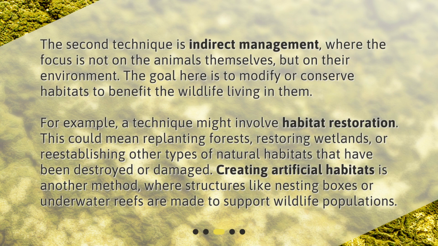The second technique is indirect management, where the focus is not on the animals themselves, but on their environment. The goal here is to modify or conserve habitats to benefit the wildlife living in them. For example, a technique might involve habitat restoration. This could mean replanting forests, restoring wetlands, or re-establishing other types of natural habitats that have been destroyed or damaged. Creating artificial habitats is another method, where structures like nesting boxes or underwater reefs are made to support wildlife populations.